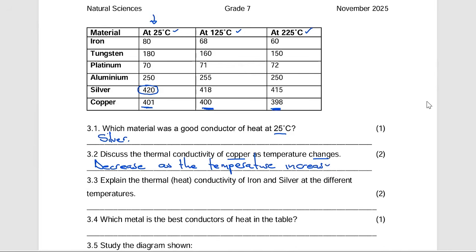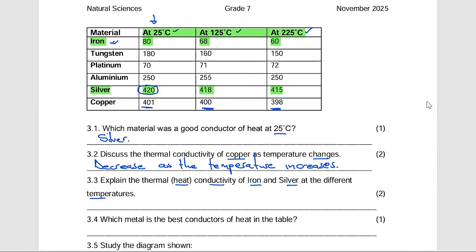Okay, then we move on to question 3.3, which reads, explain the thermal heat conductivity of iron and silver at different temperatures, right? So we're going to look at iron and silver. So this is our iron there. And then maybe just let me highlight there. This is our iron there and our silver. So we're going to look at these values there, right? At different temperatures, right? So we're going to look at those values there, right?